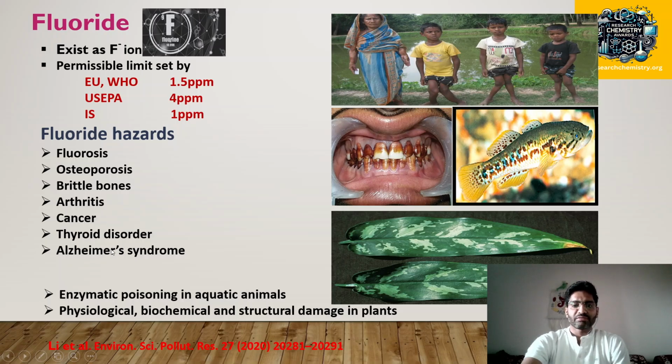Sometimes enzymatic poisoning has been observed in aquatic animals, where fluoride integrates with the enzymes of those aquatic animals, which leads to a few disorders. Physiological, biological and structural damages in plants could also be observed, as we could look at the leaves of some plants, as the water travels from roots to shoots. In the leaves in which the water is present, we could see some structural damages.